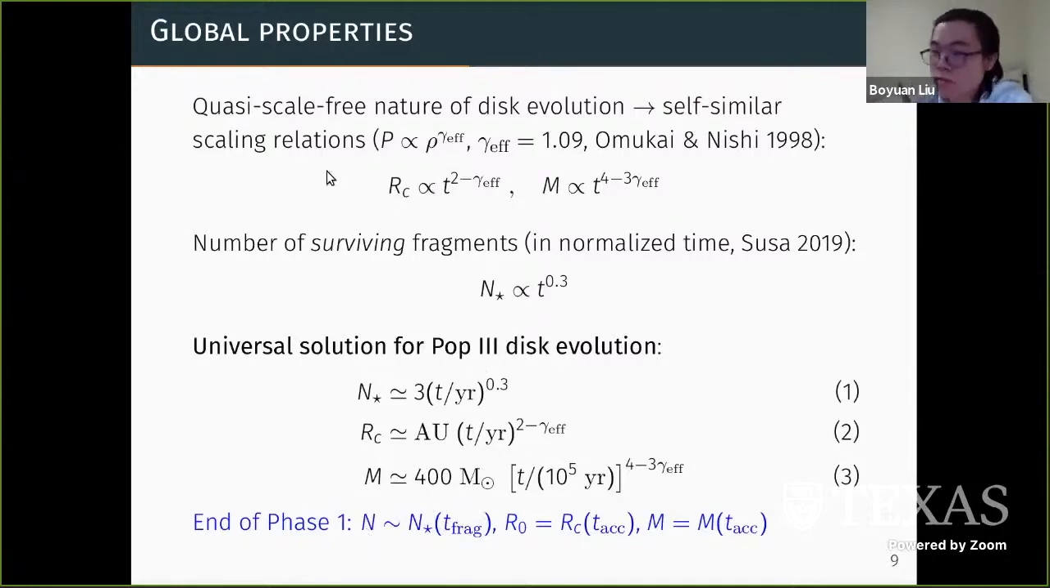I'm talking about surviving fragments, not all fragments. And then the accretion timescale tells us the size and mass of the system when accretion is shut down by feedback. Note that this universal solution has captured the feature that the system can expand during accretion.